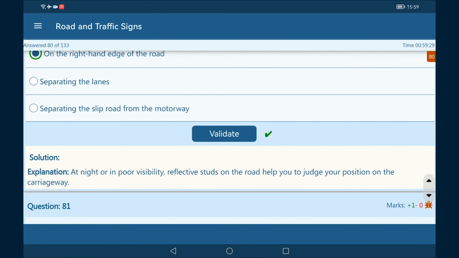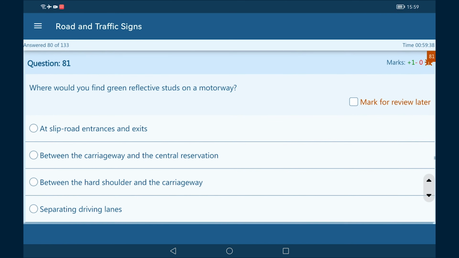Explanation. At night, or in poor visibility, reflective studs on the road help you to judge your position on the carriageway. Question 81. Where would you find green reflective studs on a motorway? Option 1. At slip road entrances and exits. Option 2. Between the carriageway and the central reservation. Option 3. Between the hard shoulder and the carriageway. Option 4. Separating driving lanes. The correct answer is Option 1, that is, at slip road entrances and exits.